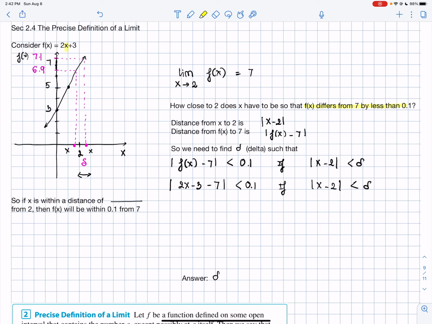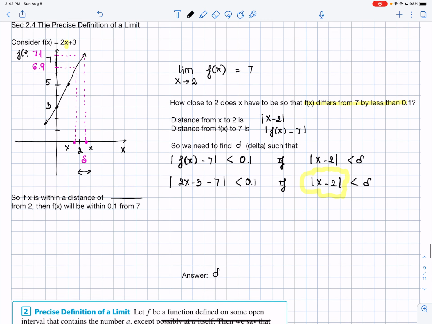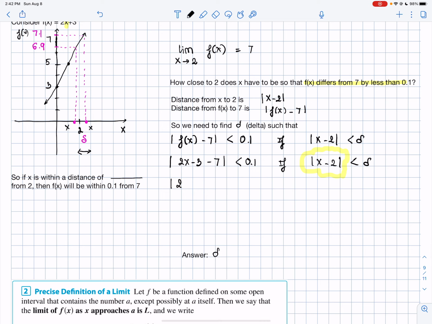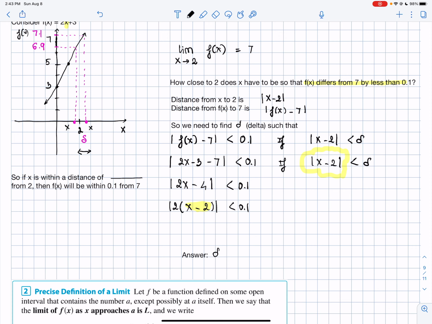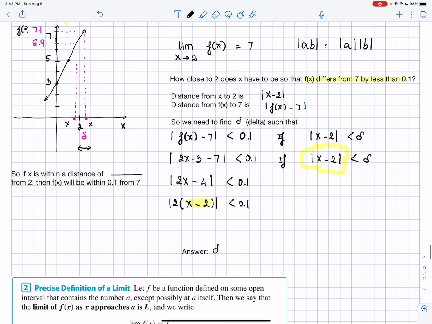You know that our job is to find the absolute value of x minus 2. Okay, so we need to do some algebra for this. So let's simplify a little bit. So we have absolute value of 2x minus 4 less than 0.1. And then we can factor out the 2. So we have the absolute value of 2 times (x minus 2) less than 0.1. So what do we see here now? So we know from the absolute value property that the absolute value of a times b is the same as the absolute value of a times the absolute value of b.